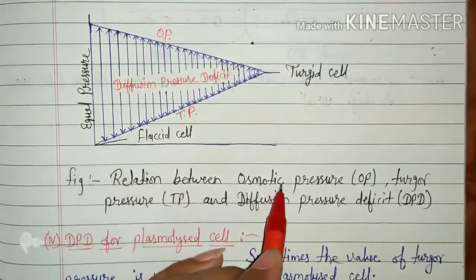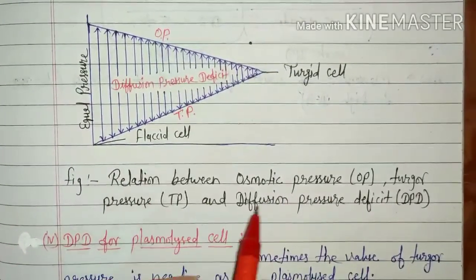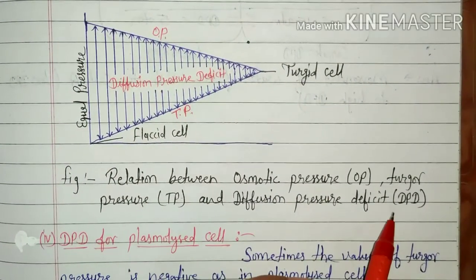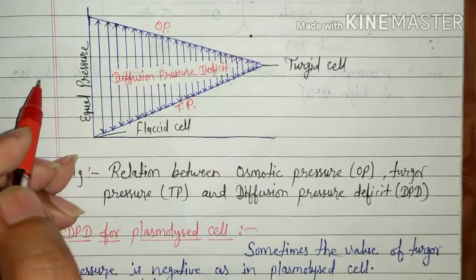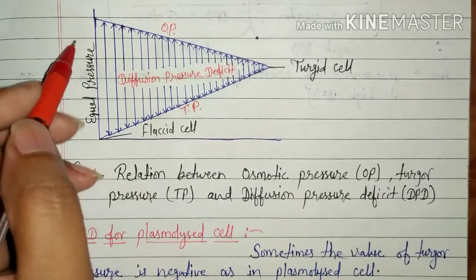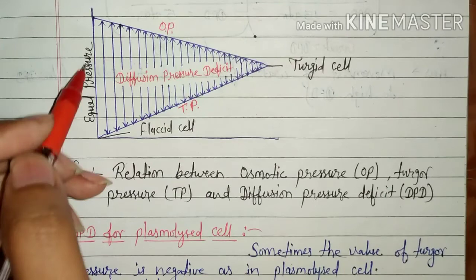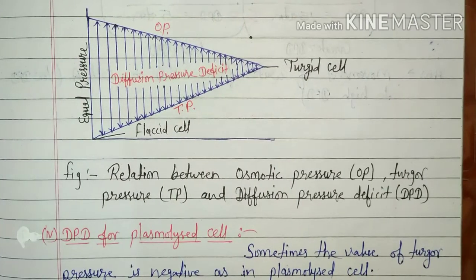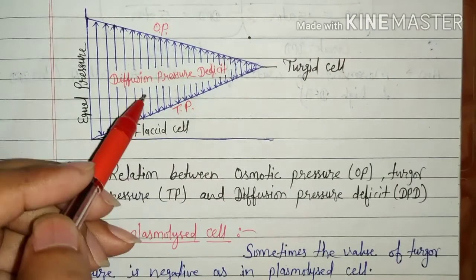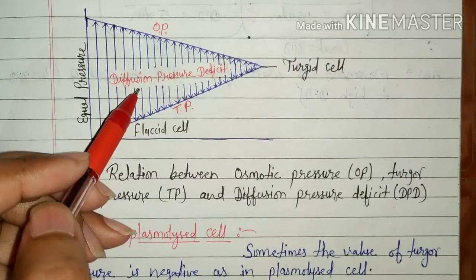Let's see the relation between osmotic pressure, turgor pressure and diffusion pressure deficit or DPD. There is a relation between osmotic pressure, turgor pressure and DPD. DPD is the difference between OP and TP in a normal or turgid cell.